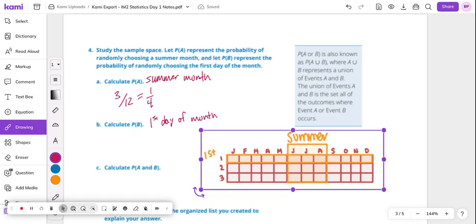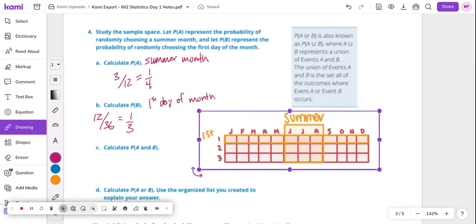Now, the probability of B is defined as the first day of the month. Now we've narrowed this down to either it's the first day of the month, the second day of the month, or the third day of the month for probability day, okay? So if we're going first day of the month, well, the first day of the month represents 12 possibilities, okay? We've got them identified right here. Okay, that's 12 out of 36 total possibilities, right? Now 12 out of 36 reduces to 1/3. So the probability of B is just simply 1/3.